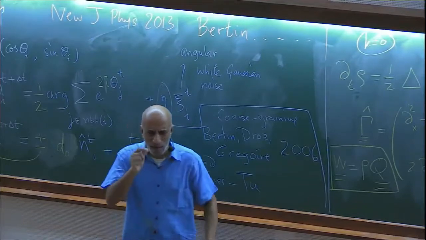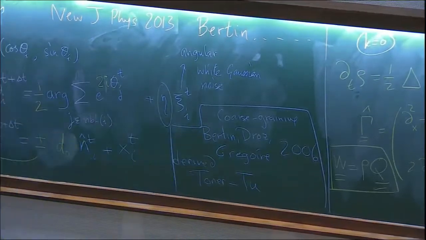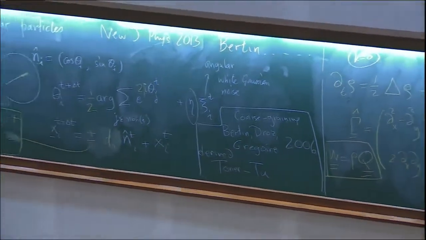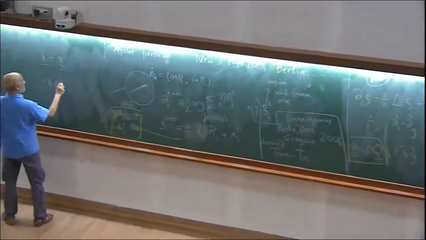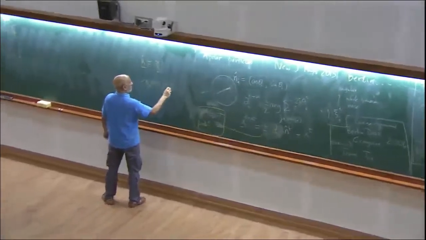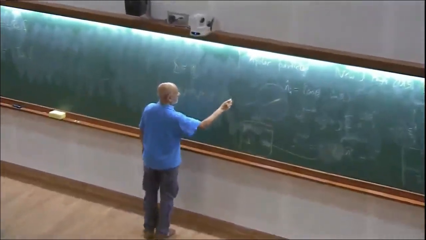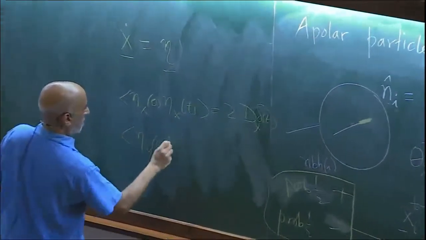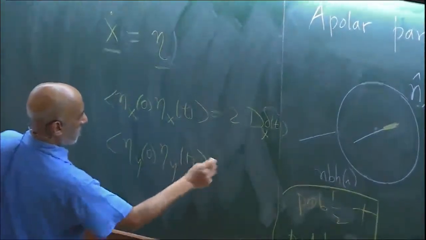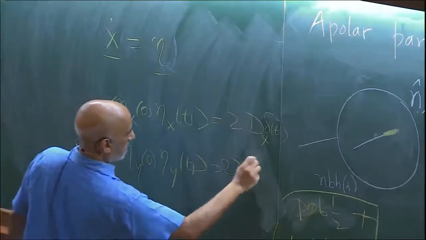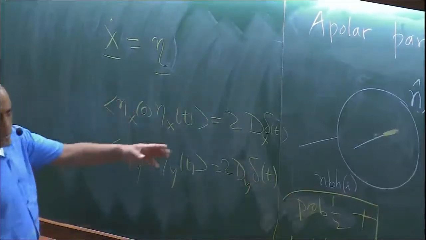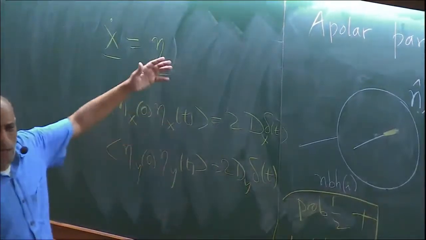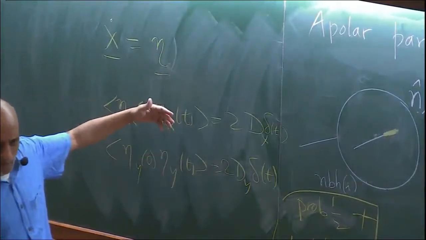I can always, if I only have a single particle, and I say x dot equals eta, and let us say eta x is some dx delta of t, I could always rescale out the effects. This is not really a problem that in a non-trivial way breaks detailed balance.